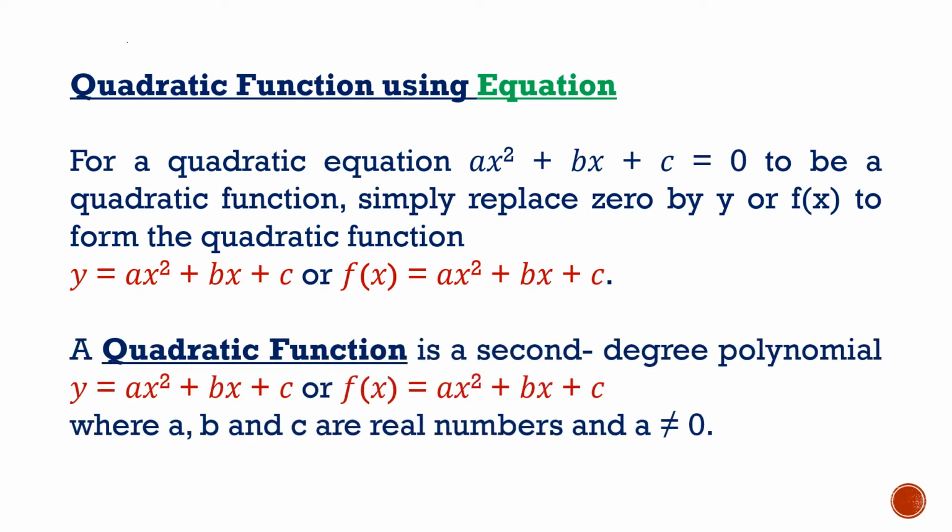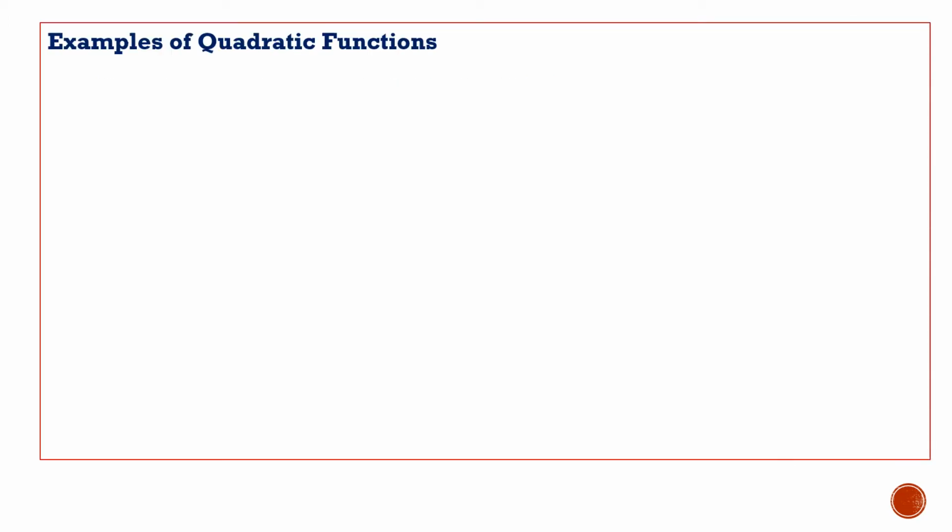A quadratic function is a second-degree polynomial. y is equal to ax squared plus bx plus c, or f of x is equal to ax squared plus bx plus c, where a, b, and c are real numbers and a is not equal to 0. Let's have some examples of quadratic functions.